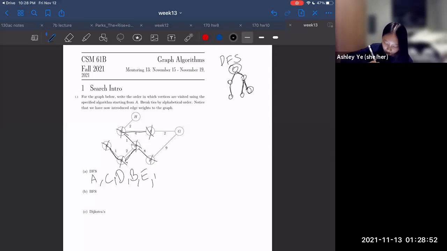D has one unseen neighbor, F, so we visit that. F has one unseen neighbor, G, so we visit that. Then G has no unseen neighbors, so we go back up to F, back up to D, back up to C. Then we see C has one unseen neighbor, H. At this point, we've visited all the vertices in the graph, so we can terminate the algorithm. So that's how you perform DFS on the given graph.